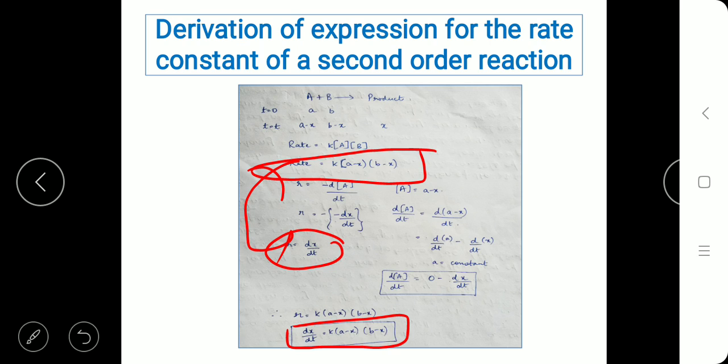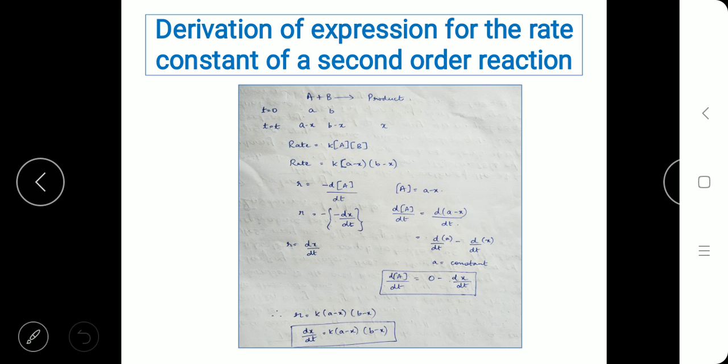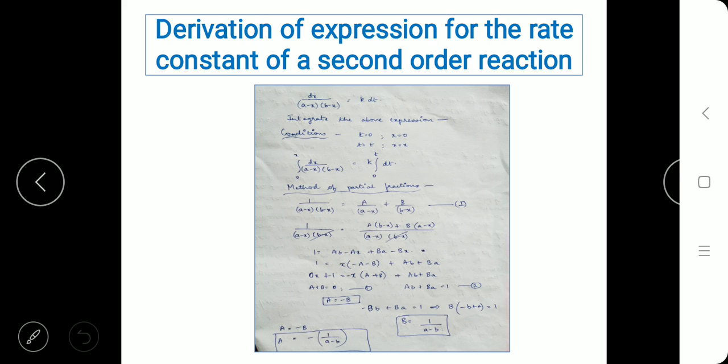Now at this point we can make some changes so that all the x values will be on one side, which will be helpful to integrate. So we write dx by dt is equal to k into (a minus x) and (b minus x). That we can rewrite as dx by (a minus x) into (b minus x) is equal to k into dt. Now let's integrate the above expression.